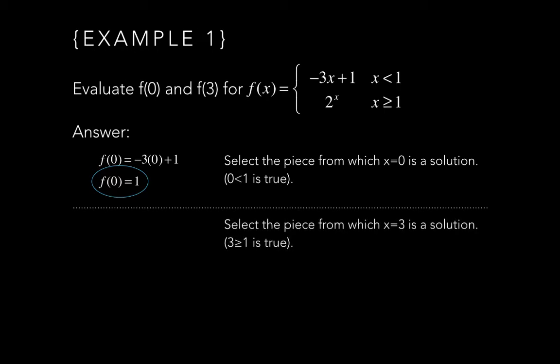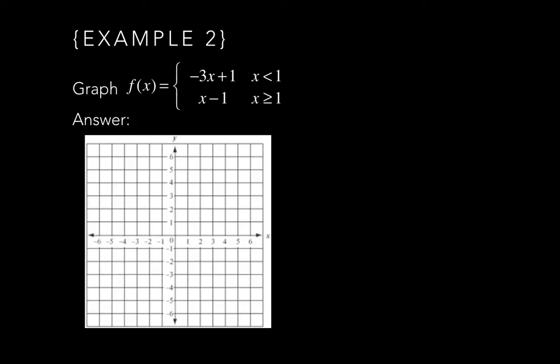Let's look at our function for the value 3 when x is 3. Well, if we were to try and use that first piece again, 3 less than 1, that's not true. That's not a solution. So we need to look to the second piece of our function where x values are greater than or equal to 1. 3 is in fact greater than or equal to 1. So we plug into the second piece, 2 to the third power, and simplify. That gives us our function at 3 is equal to 8. All right, so that is evaluating. Now let's try graphing.